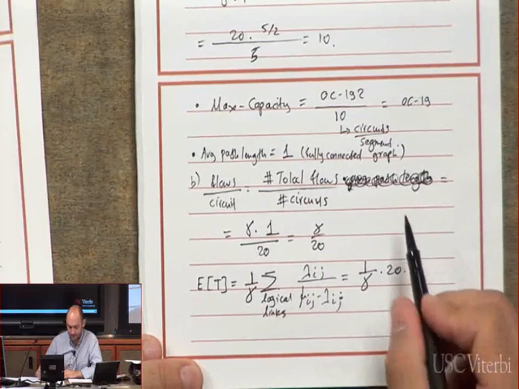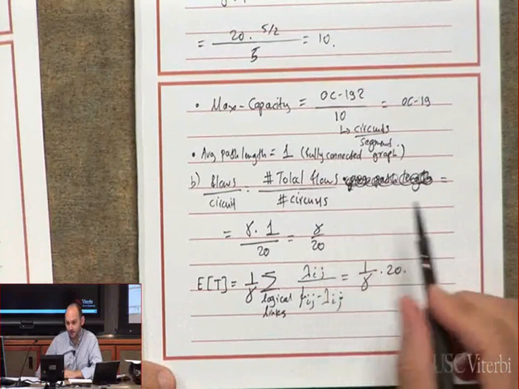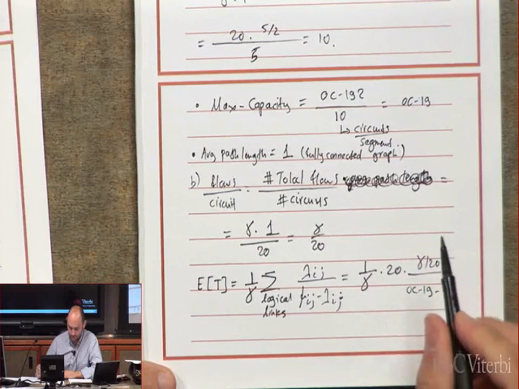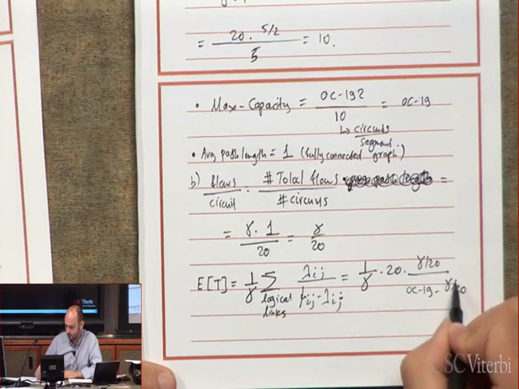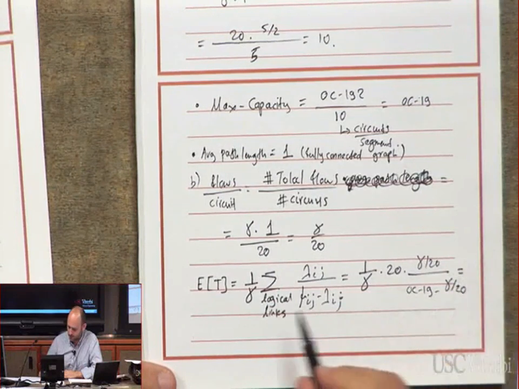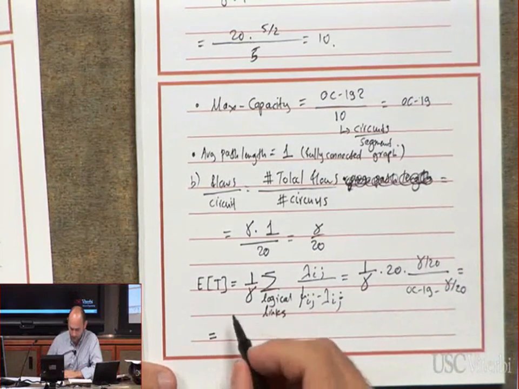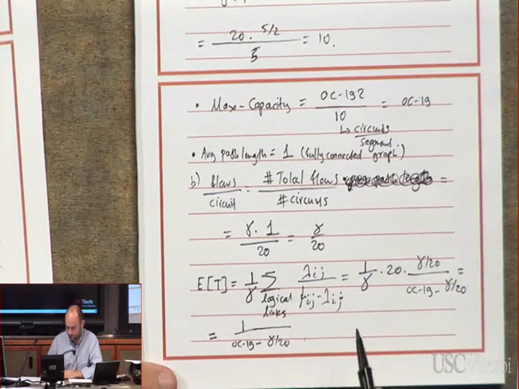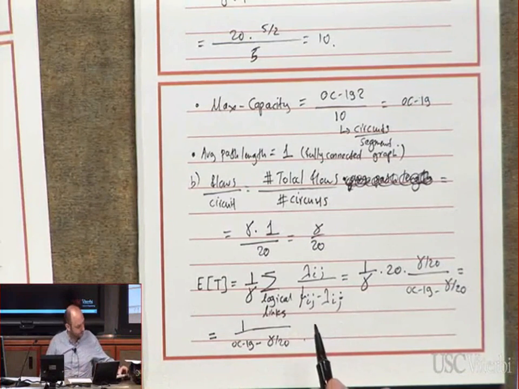What is our internal lambda? This over here, right? Gamma over 20, OC 19 minus gamma over 20. And this gives you 1 over OC 19 minus gamma over 20. That's your delay.